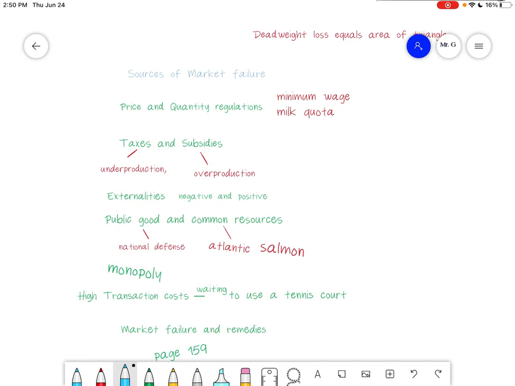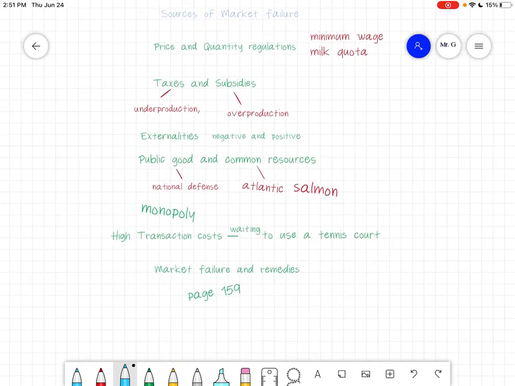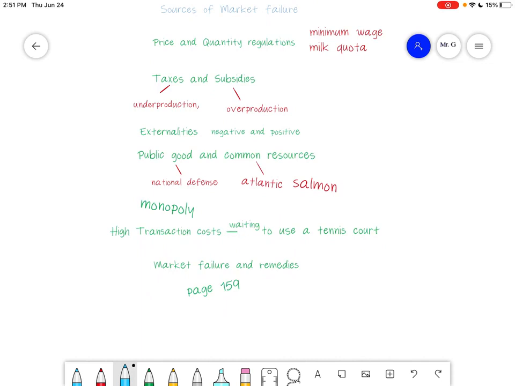So, sources of market failure: price and quantity regulations. Say minimum wage. It often sounds good to put in a minimum wage, but essentially you are creating an inefficient situation. Milk quotas in BC or in Canada: there is a cap on how much can be produced, which of course affects price, and in that kind of situation it's inefficient. Taxes and subsidies: taxes produce an underproduction, and subsidies create an overproduction.